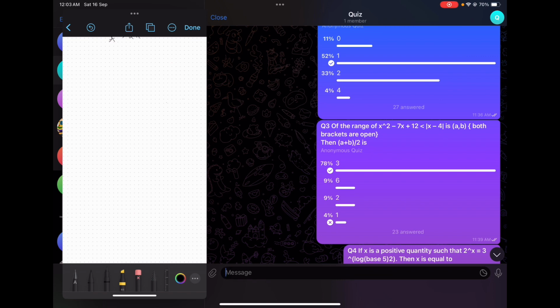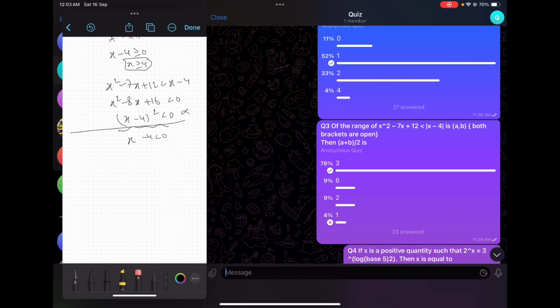So simply two cases. First, x minus 4 greater than or equal to 0, so x greater than or equal to 4. Then x square minus 7x plus 12 less than x minus 4. So this will be x square minus 8x plus 16 less than 0. This looks like x minus 4 whole square less than 0. Can any whole square be less than 0? Not possible. Minimum it can be 0.